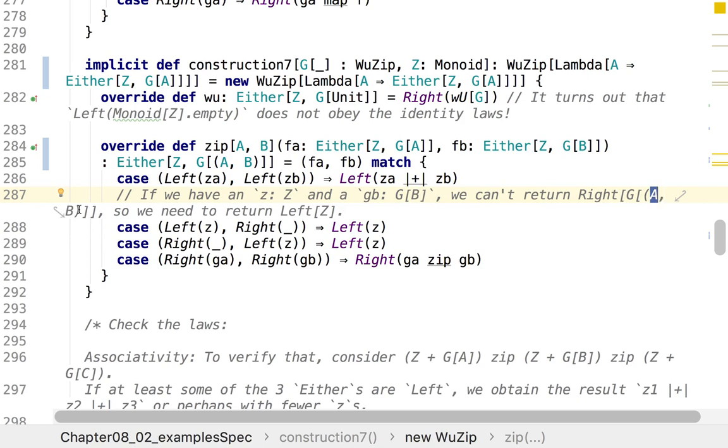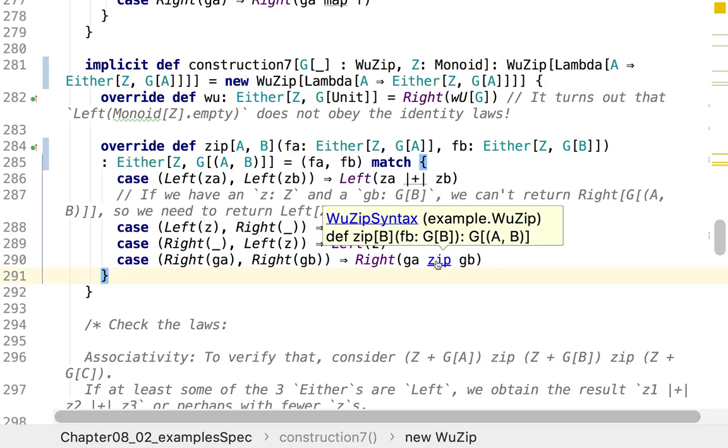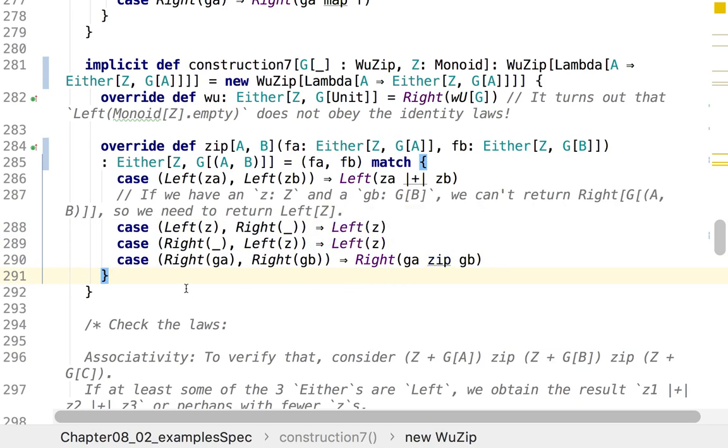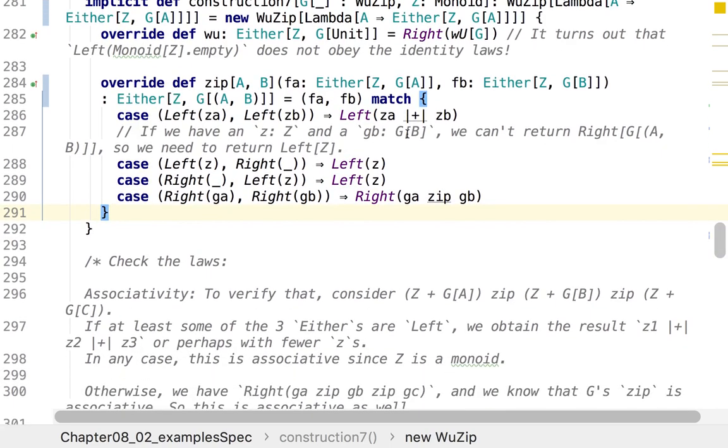Therefore, we must return left, and left has only z in it, so we must return left of this z, and we must ignore whatever was on the right. Similarly in the other case. And only when both are on the right, then we can zip them together using the zip in the G functor. So in this case, it seems we don't have much choice about how to implement zip. We still have a choice about implementing wrapped unit. Let's check the laws and see how that works.